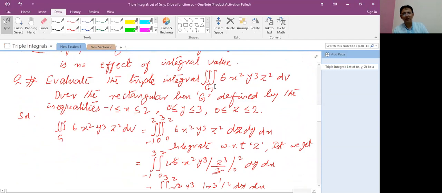Now the application of Fubini's theorem in triple integral. Evaluate the triple integral over G of 6x squared y cubed z squared dV. dV represents here the small part of the volume, over the rectangular box G defined by the inequalities you have been given. It means the limit of x is -1 to 2, the limit of y is 0 to 3, and the limit of z is 0 to 2.